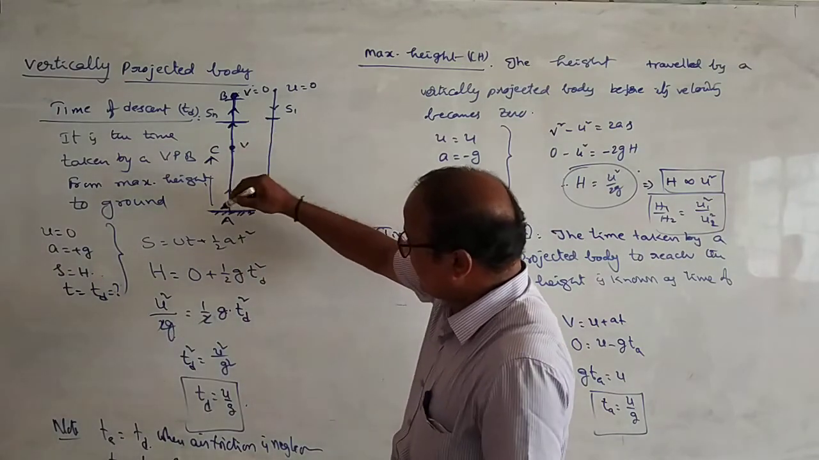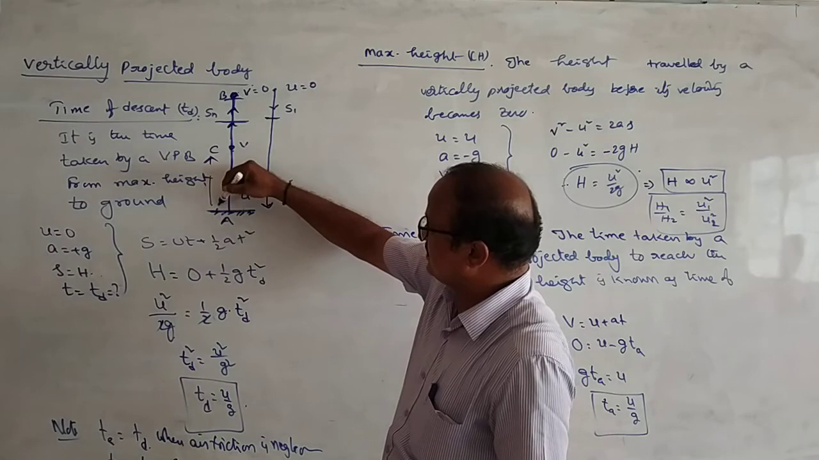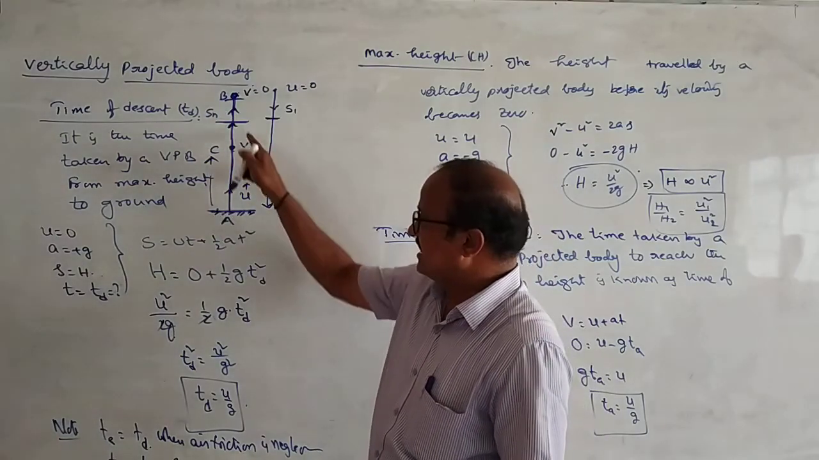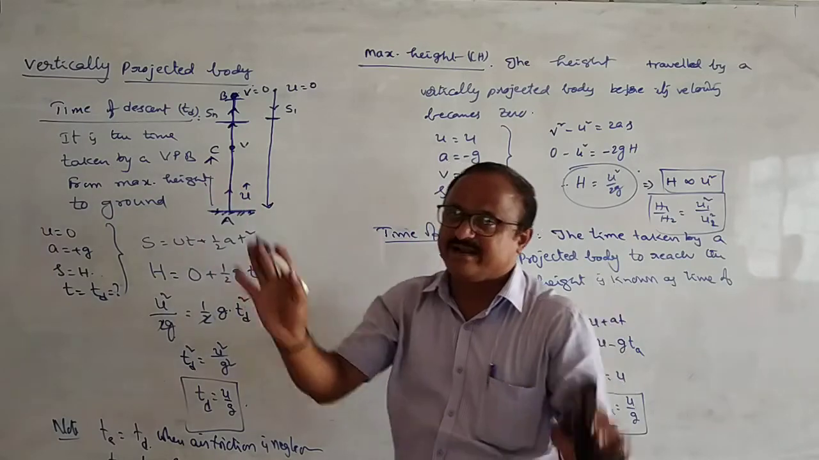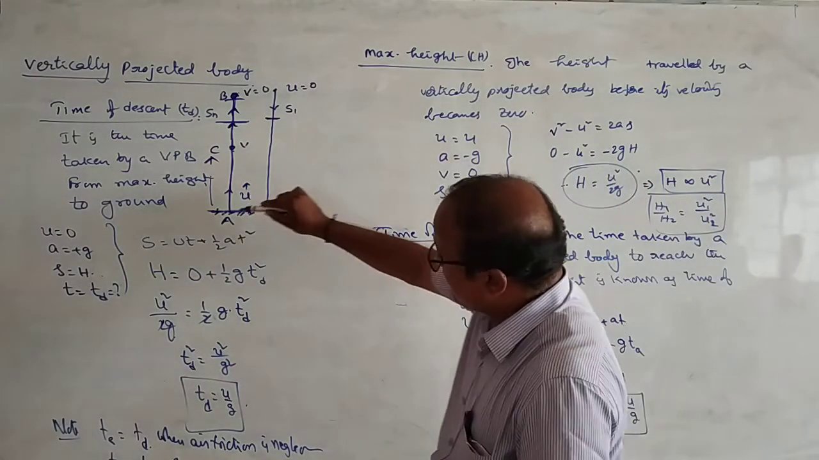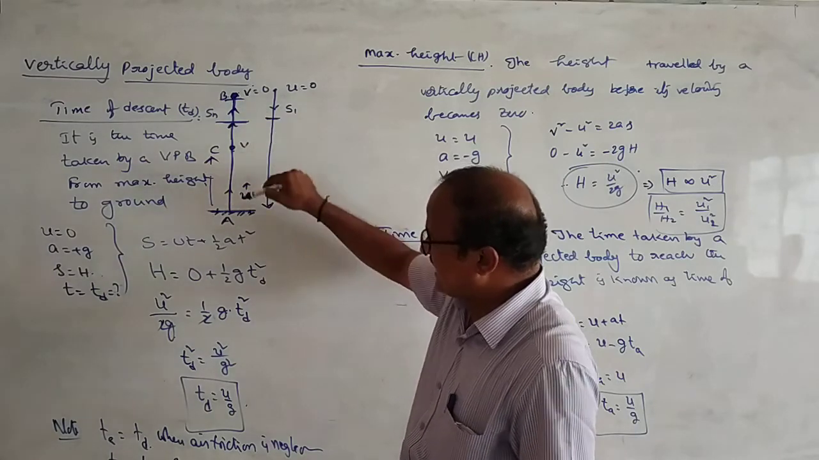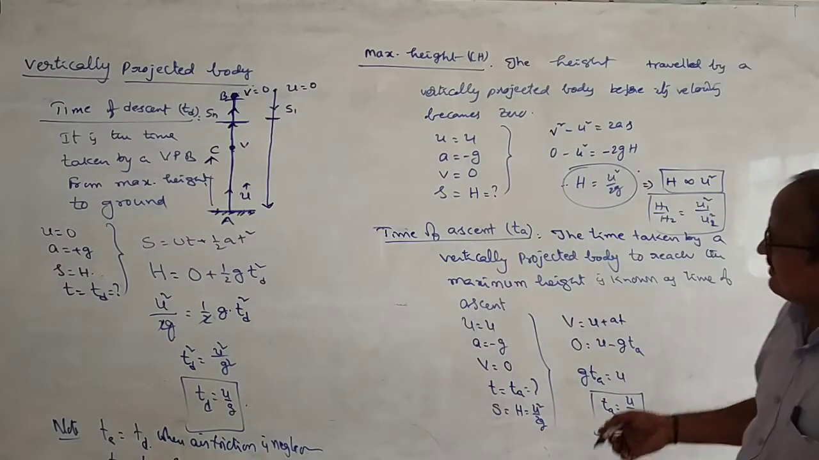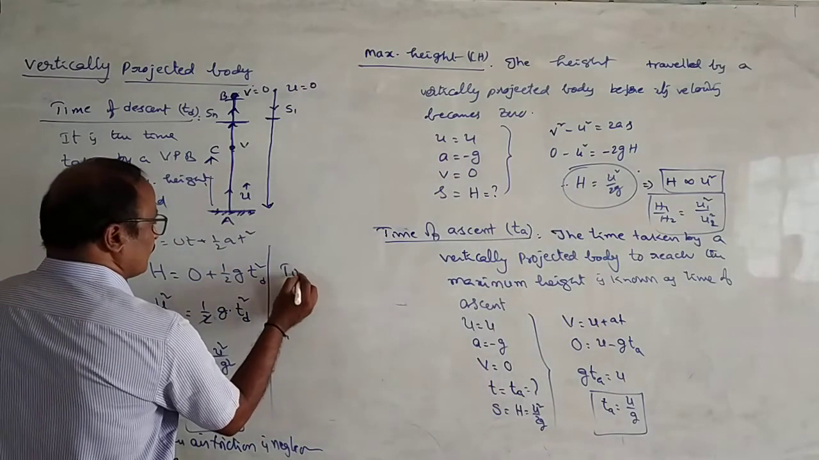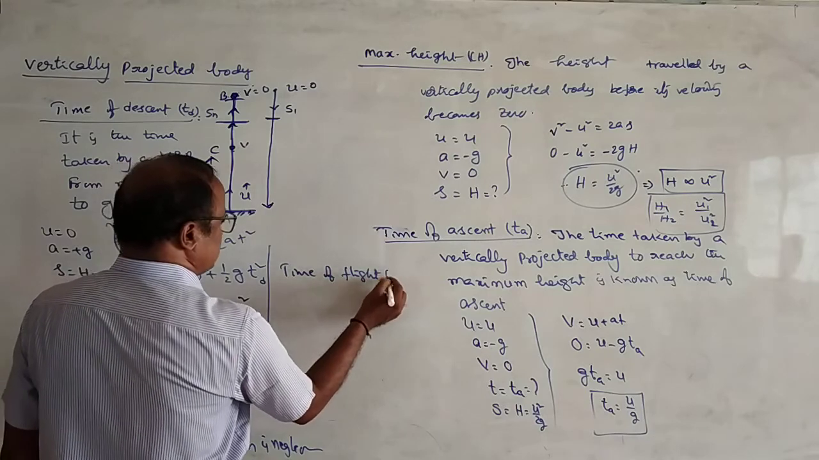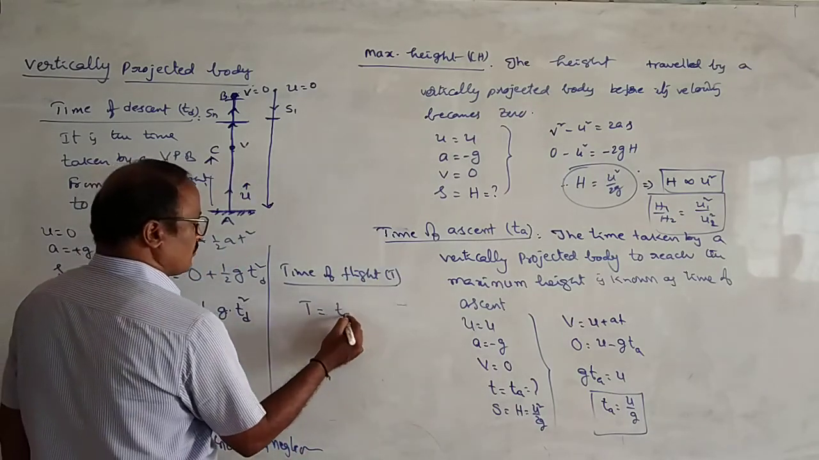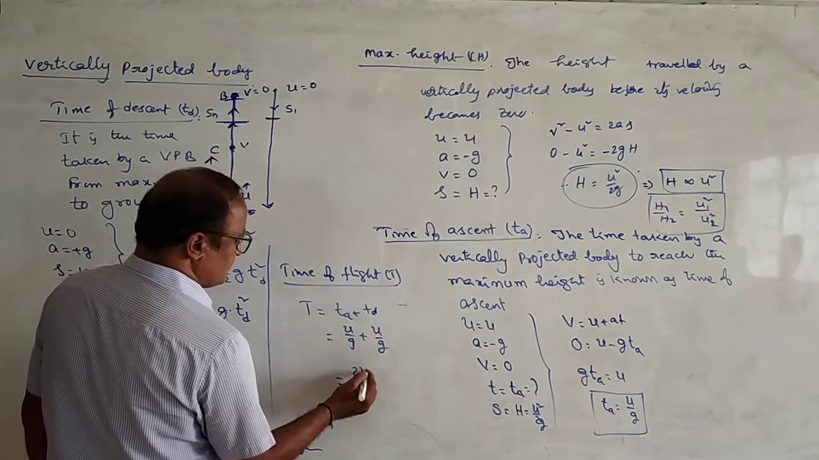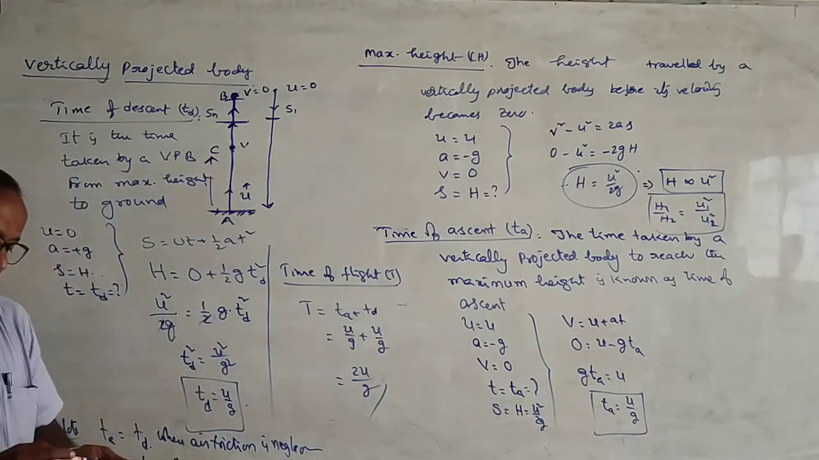Now also, suppose a body is projected vertically upward from the ground, it reaches the maximum height and returns to the ground after a certain time. The total time taken by the vertically projected body to reach the ground, or to remain in the air, is called time of flight. It is nothing but the sum of time of ascent and time of descent. Time of ascent is equal to u by g, time of descent is also u by g. Time of flight is represented by capital T. This capital T is equal to Ta plus Td, which is u by g plus u by g, that is 2u by g. This is the formula for time of flight.